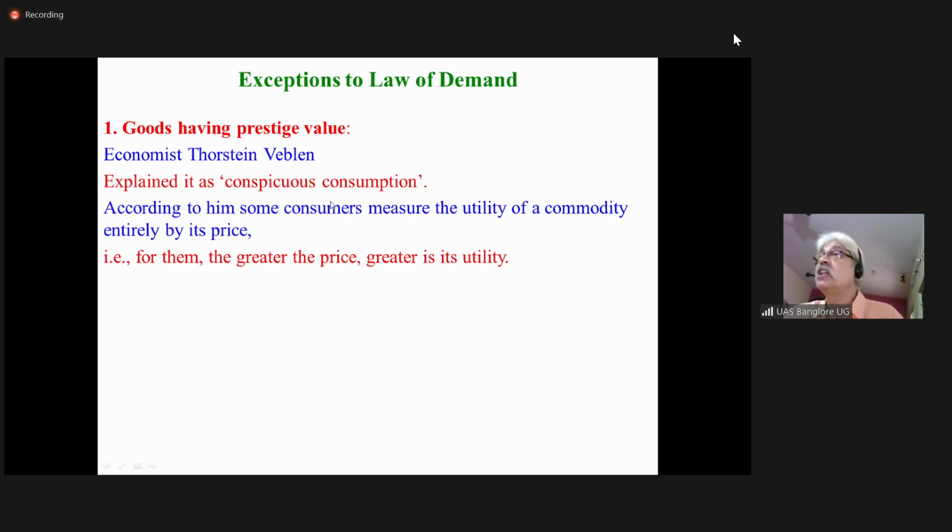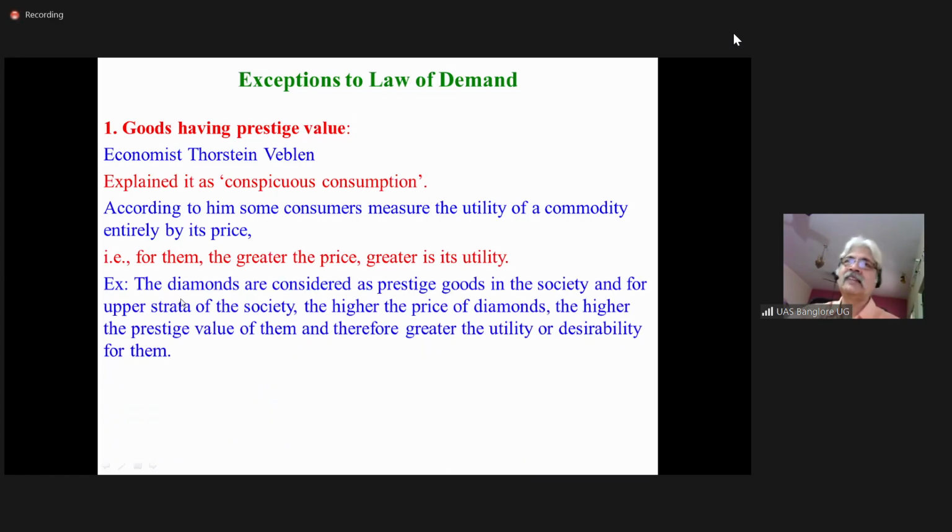That is conspicuous consumption. They think that higher the price, more prestige they will have in the society. In that case, it is an exception to law of demand. When the price increases, their demand also increases. If the price decreases, they'll think that it is cheaper. It is not going to help to boost up their prestige. So when the price comes down, they'll purchase less of that. Okay, that is one of the exceptions to law of demand.